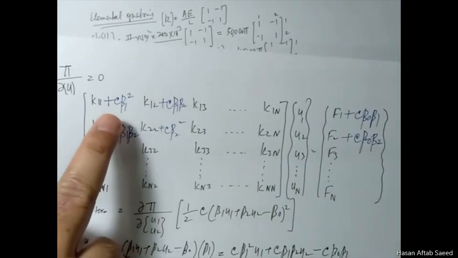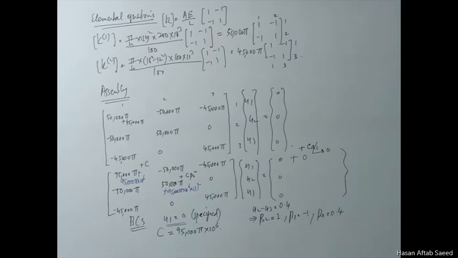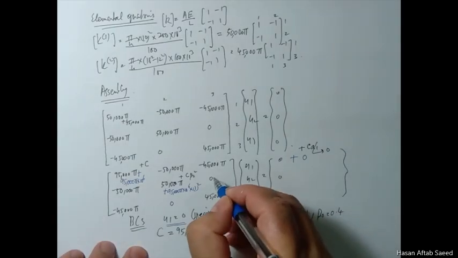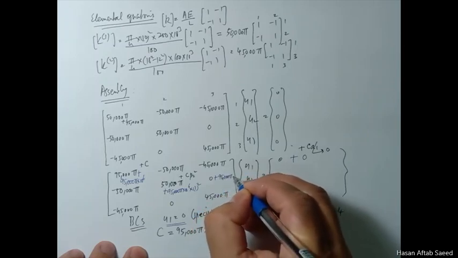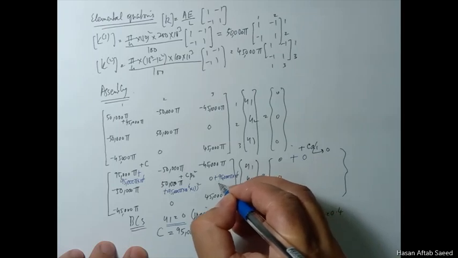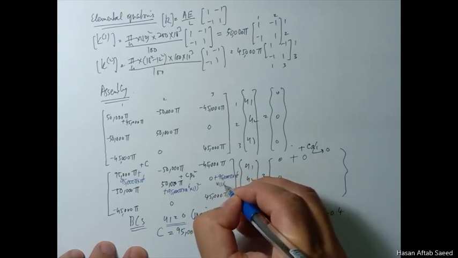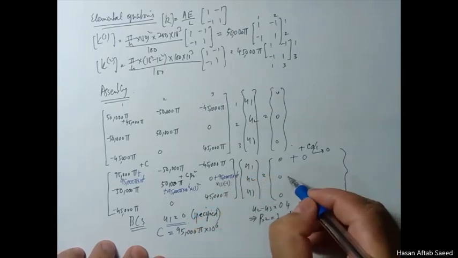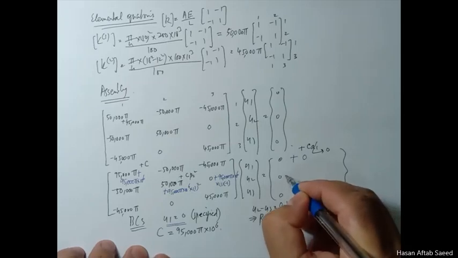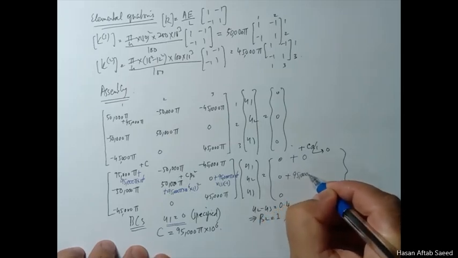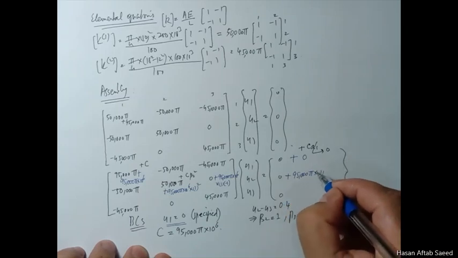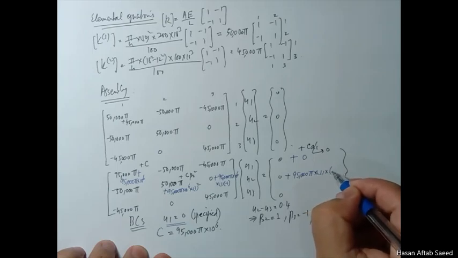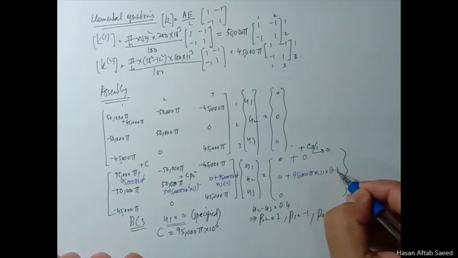Just like here, on the diagonal terms we applied something, but off diagonal terms also we apply something. And the off diagonal term is nothing but again plus 95,000 pi into 10 raised to the power 6 into 1 into minus 1. And here on the right hand side, let me add plus 95,000 pi into 1 into 0.4.